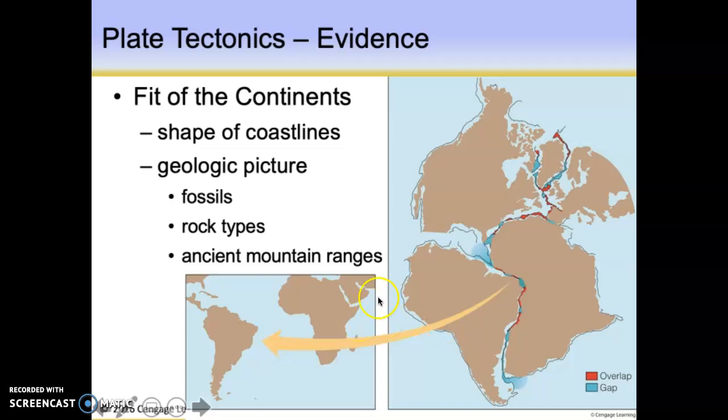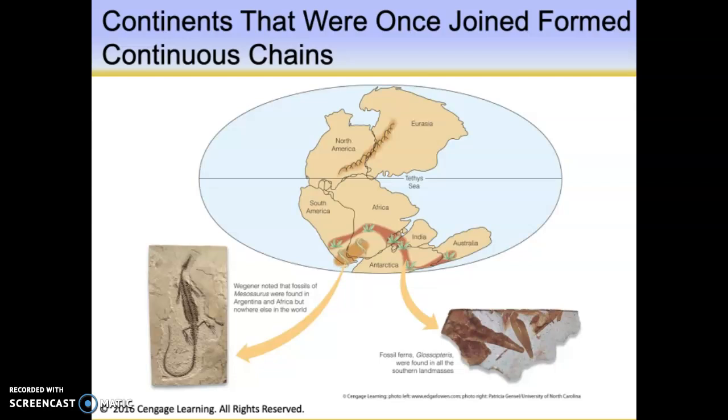But as with any puzzle, there should be a picture that allows you to confirm that these things actually do belong together. So what the geologists did was they started to look at the geologic picture: the rocks, the fossils, ancient mountain ranges, which are represented by structures in the rocks, folding and faulting. And they said, do these fit together? And it turns out they actually do. And this is what the picture looks like.